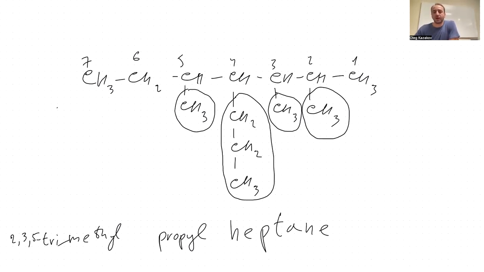Then propyl is going to be a little bit easier. We have only one propyl attached to carbon number 4. So by the same token, just like here, we are going to put 4 before the name of the substituent, and it's going to be 4-propyl. In total we have 2,3,5-trimethyl, checked, dash, 4-propyl, checked.